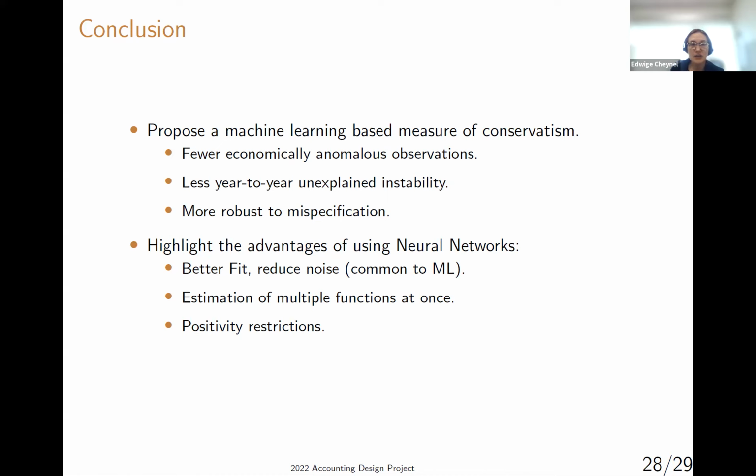And to highlight again the advantages of using a neural network method, you can get a better fit, you can reduce noise, and you can also add restrictions. Again, we are also working on the other specification where we relax those positivity restrictions, and maybe we should do more about this problem that is related to the positivity aspect of the co-movements between earnings and returns that maybe we should relax.